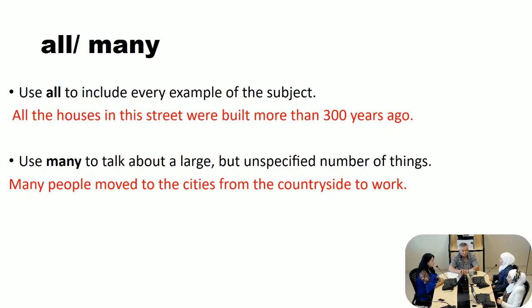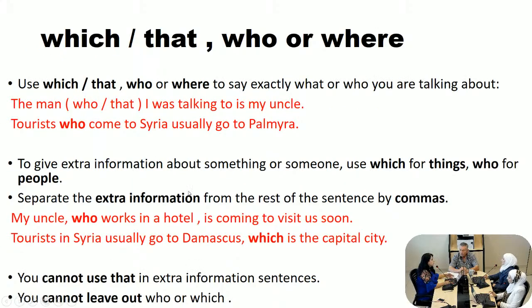We use many to talk about a large but unspecified number of things, like: many people moved to the cities from the countryside to work. So we are talking about a large number, but not all of them. Yes, we have exceptions. The following slide, Miss Samahir, Miss Saouda Al-Mouai.